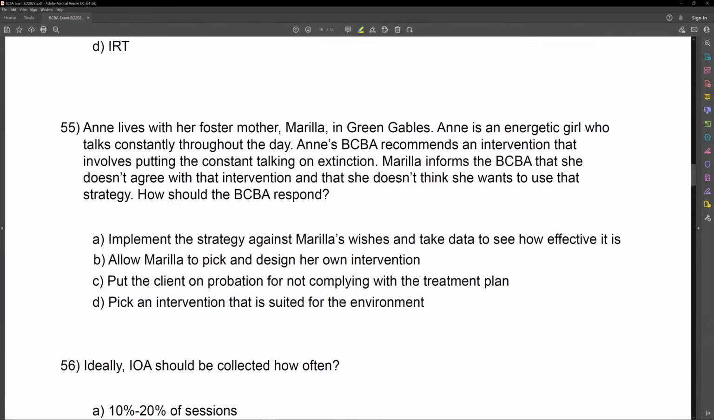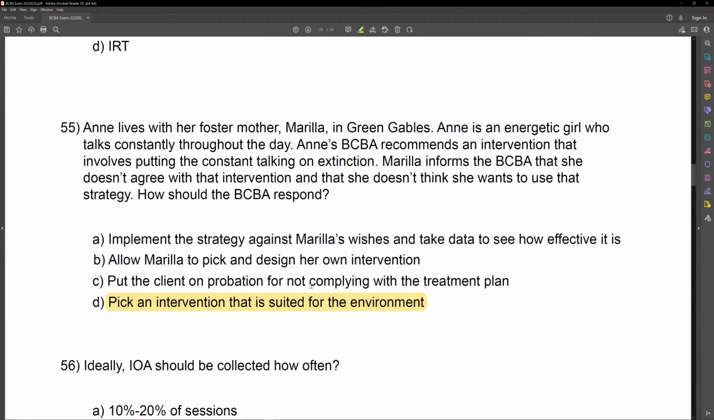D, pick an intervention that is suited for the environment. Sure. You always want to take into account your environment, your RBTs, your stakeholders, the client, what's available to you. What might work in one environment might just be a total disaster in another, simply due to resources or people implementing it, right? Your interventions need to fit the environment. The better fit, the better outcomes.